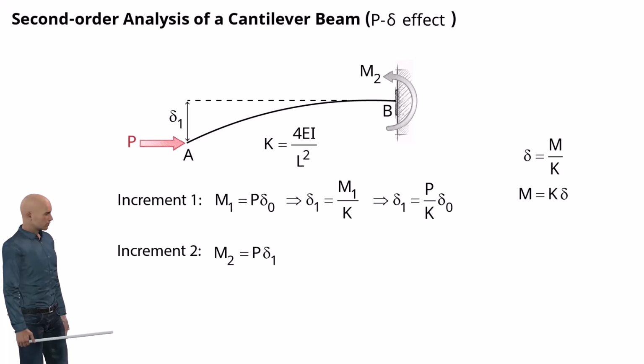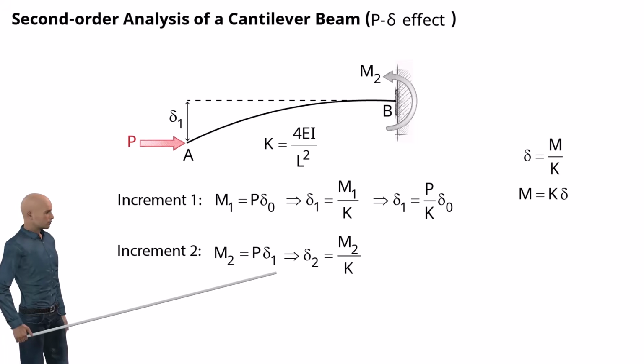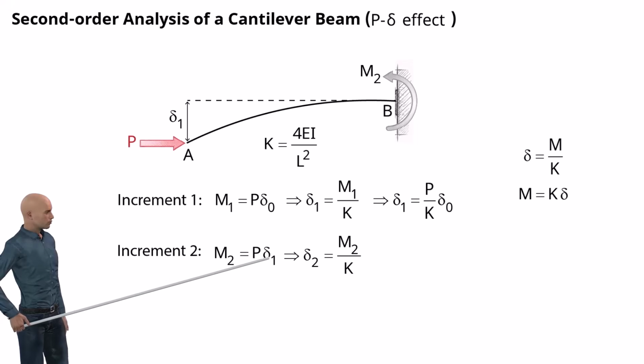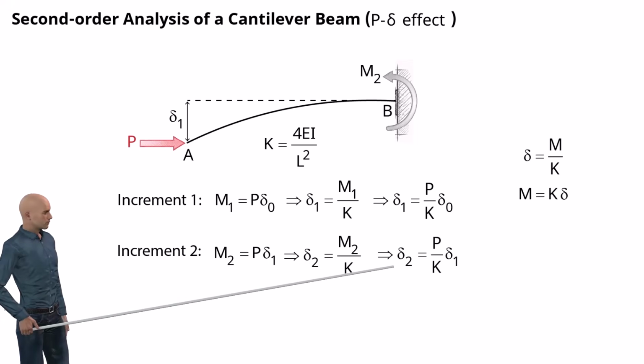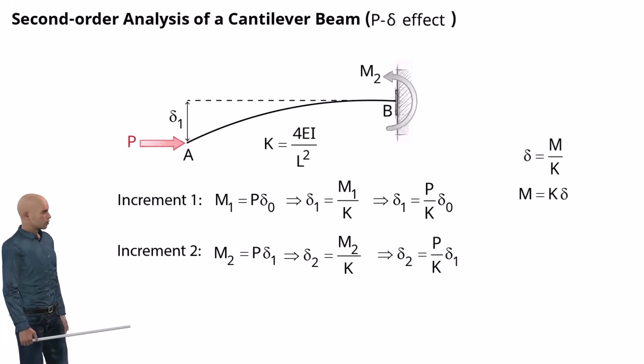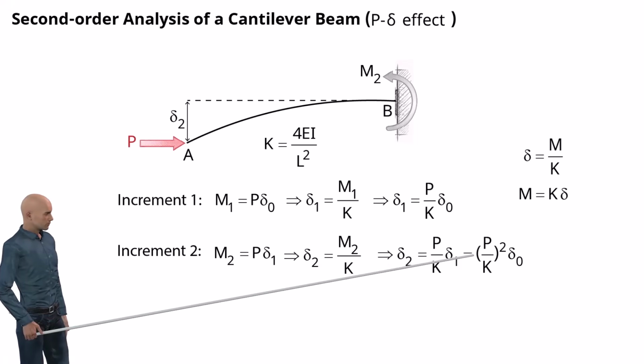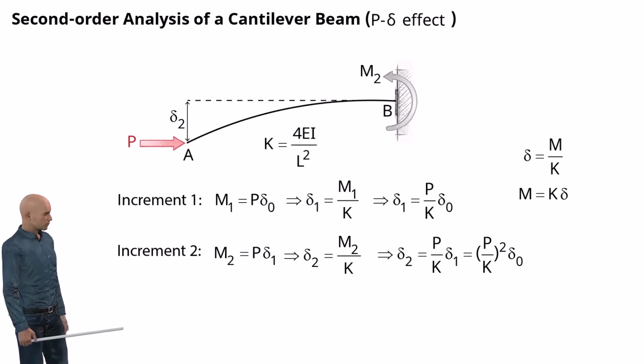Using the same stiffness relationship again, delta 2 is equal to M2 divided by K, and since M2 is equal to P times delta 1, we can rewrite delta 2 in terms of delta 1. Then, using the expression for delta 1 from the previous step, we can express delta 2 in terms of delta 0. So, at the end of the second increment, we get another additional deflection at A. That additional deflection is delta 2.